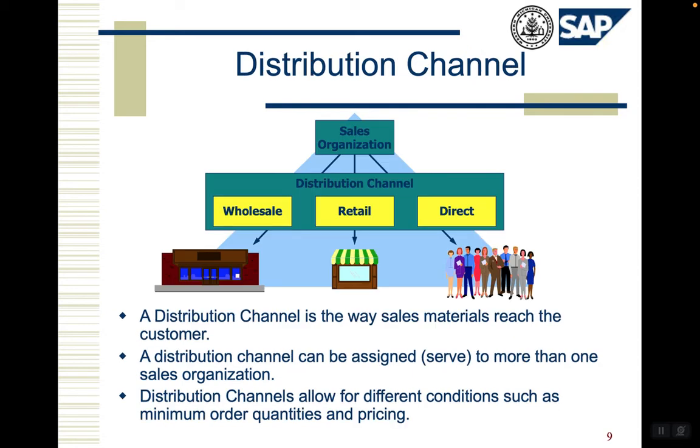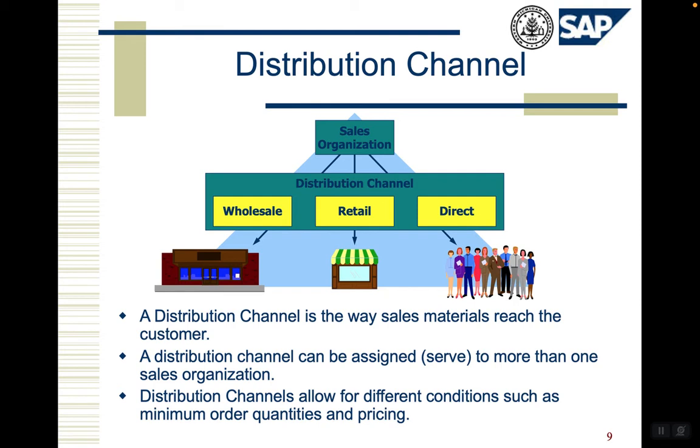The next structure down we have is something called the distribution channel. So the distribution channel is really the way the sales material reaches the customers. It can be set up with flexibility, so it can either go with one sales organization, or it can be assigned to more than one sales organization.